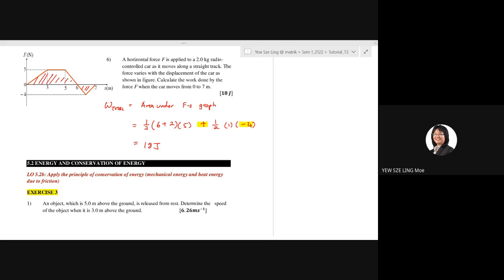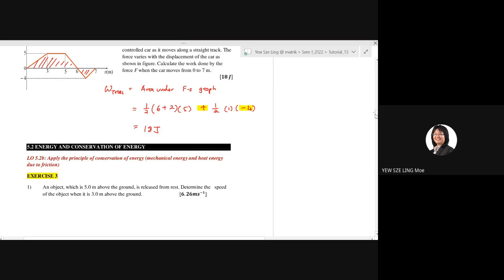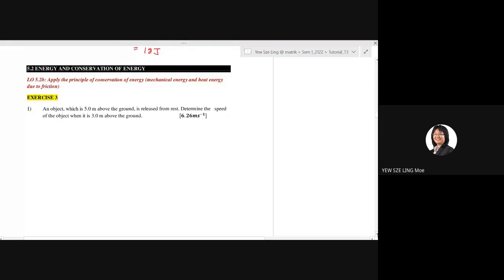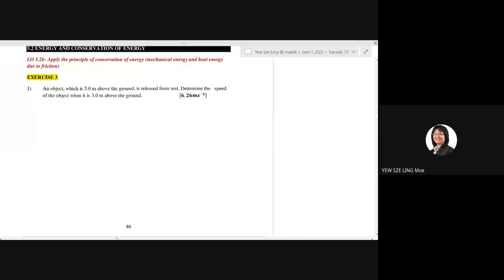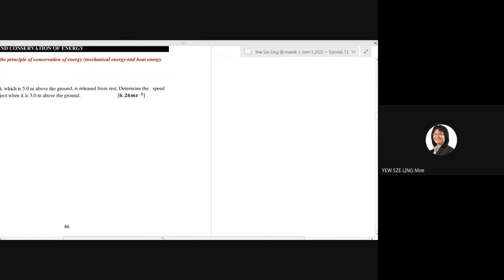Okay, so let us continue. Continue 5.2. So 5.2 is a new subtopic. We're involving energy now. So before we do exercises, let us do a quick recap once again.